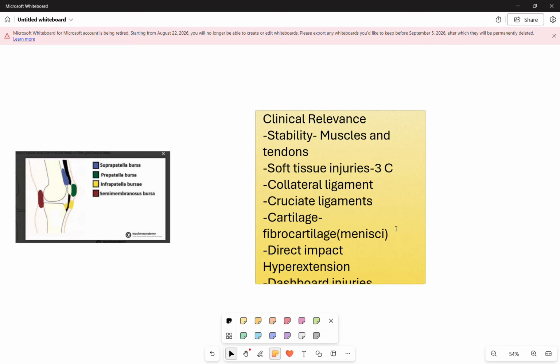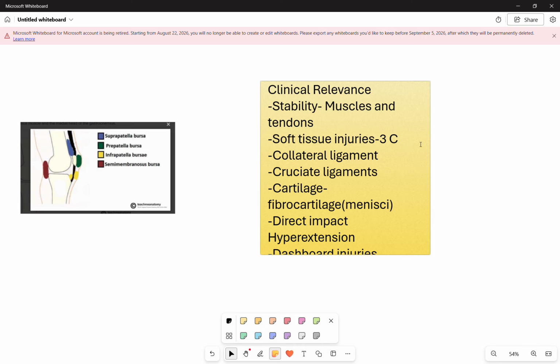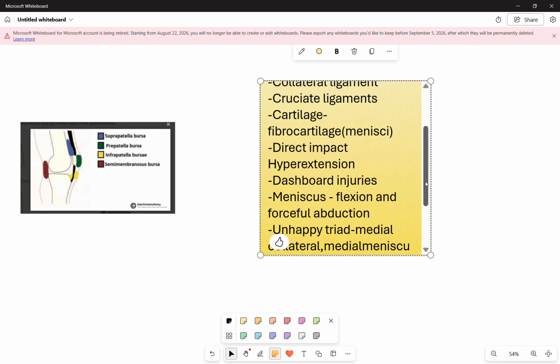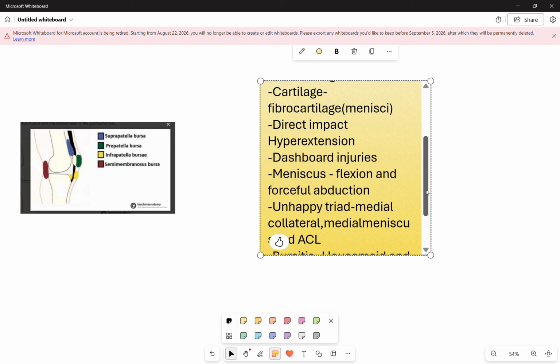Then we come to the menisci injury. Now menisci are 2 in number. One is the lateral meniscus and the other one is the medial meniscus. The medial meniscus is attached to the medial collateral ligament, and the lateral is free of any attachment to the fibular collateral ligament, and the lateral meniscus has also got some fibers of the popliteus attached to it.